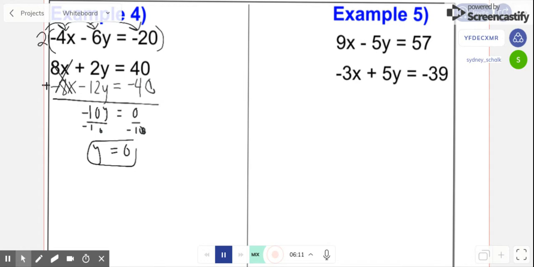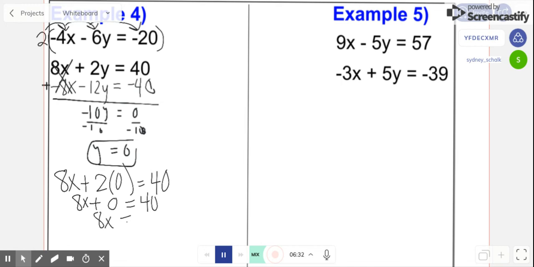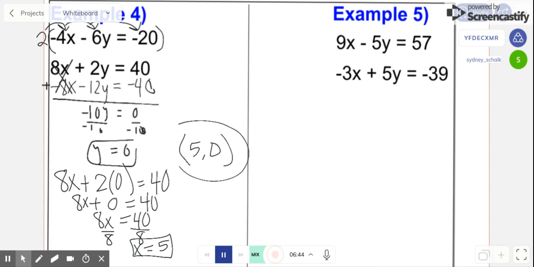So finally, I'm just going to plug 0 back into one of the original equations, and I get 8x plus 2 times 0 equals 40. The 2 times 0 equals 0, of course. So I'm left with 8x plus 0 equals 40, or just 8x equals 40. Divide by 8 on both sides, and I get x equals 5. So my ordered pair would be written as (5, 0). And that is my final solution.